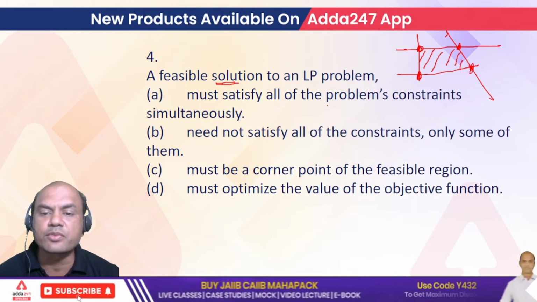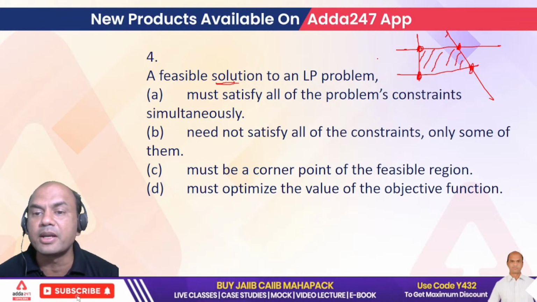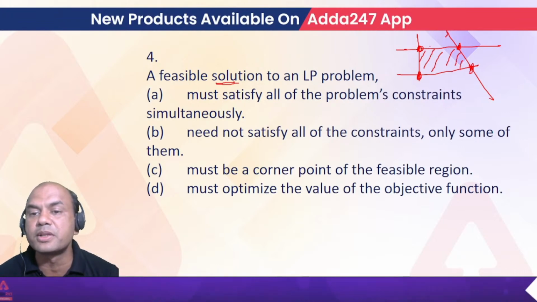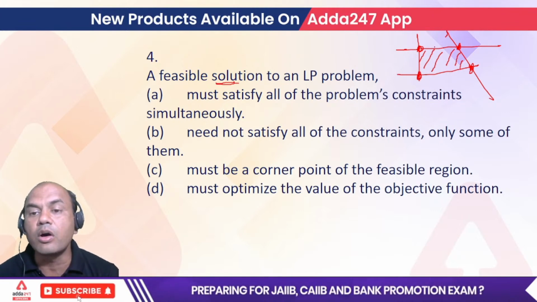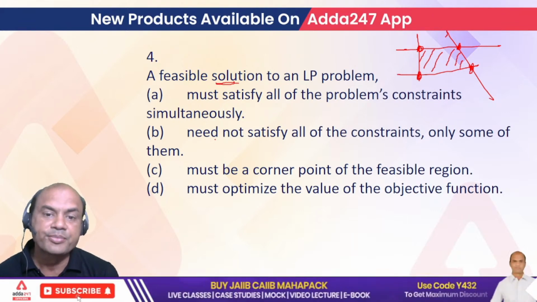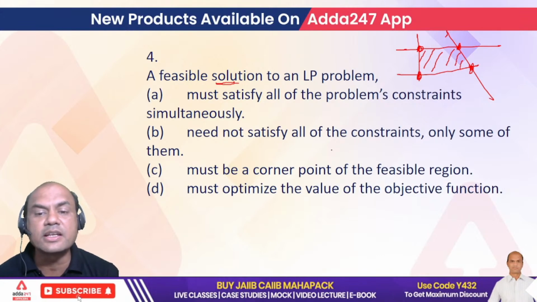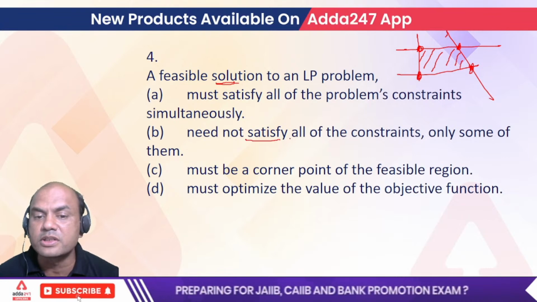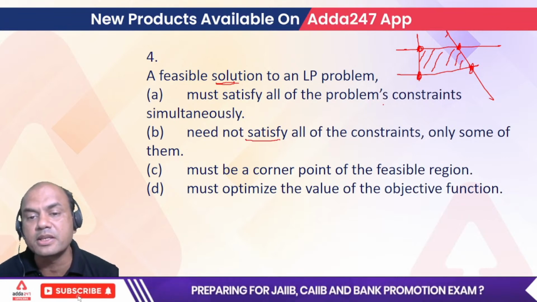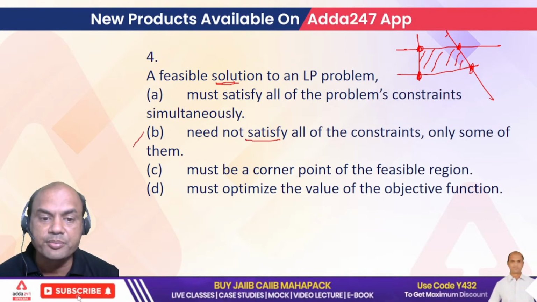So it must satisfy all the problem constraints simultaneously. All the constraints should be there. See here, all the constraints are there. These are the lines of the constraints, so all are satisfied over here. Yes. Need not satisfy all the constraints? Then it's not a feasible region. If it is not satisfying all the constraints, then it is not a feasible region. Okay, so B is out.